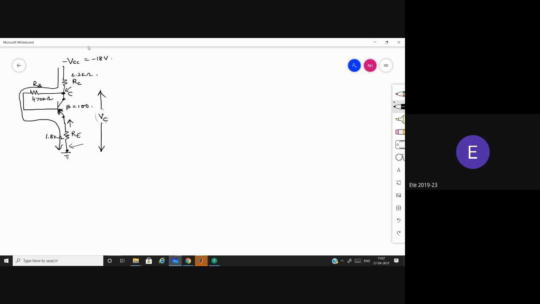Now, coming to finding out the different values, we'll apply the KVL to this particular loop. And we know that this is a PNP transistor, so the directions will be opposite. Here you can see IE is moving upwards, here also IC is moving upwards. So now what will be the equation for this?